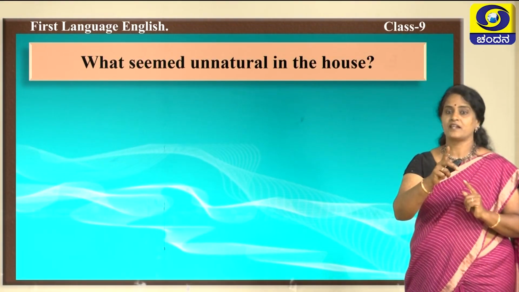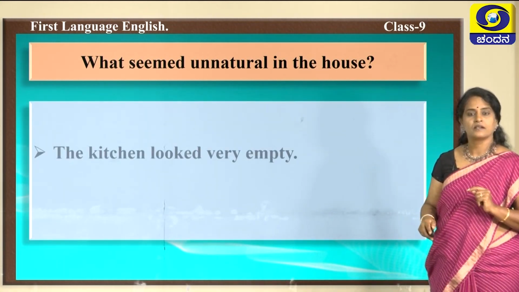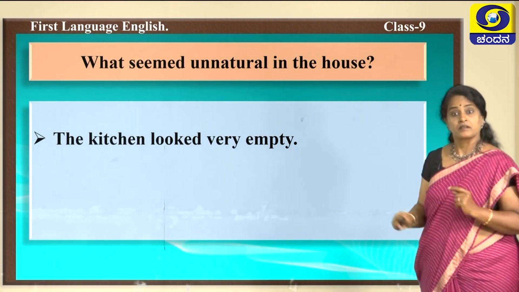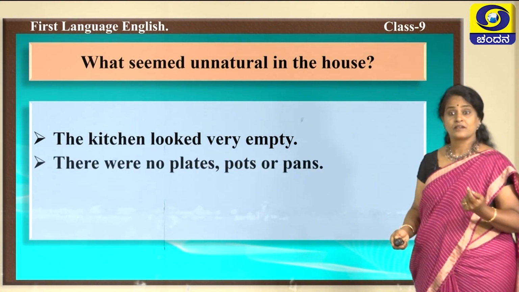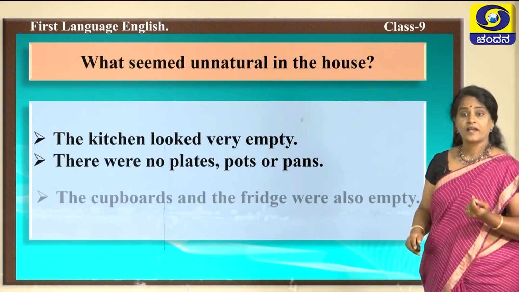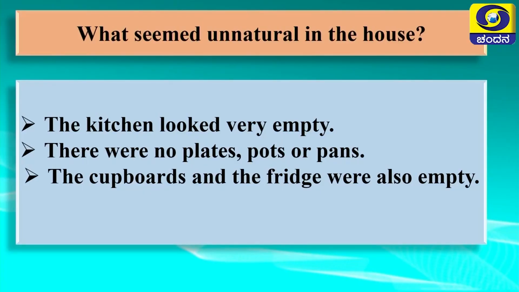What seemed unnatural in the house? This house seemed to be unusual. Why is it? The kitchen was empty. There are no pans, no plates, no pots in the kitchen. And next, children, the cupboards and the fridge were also empty.